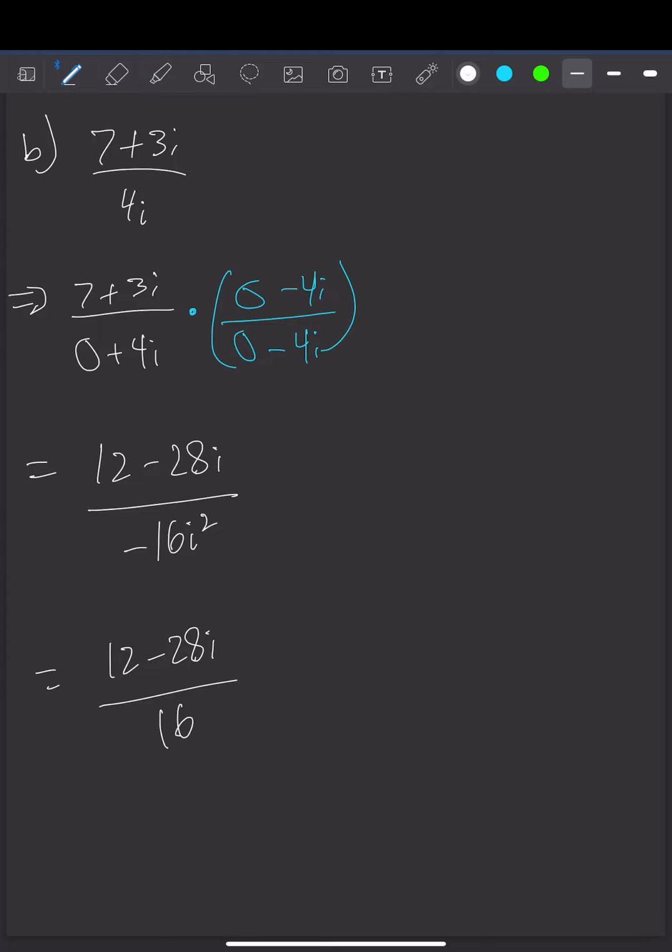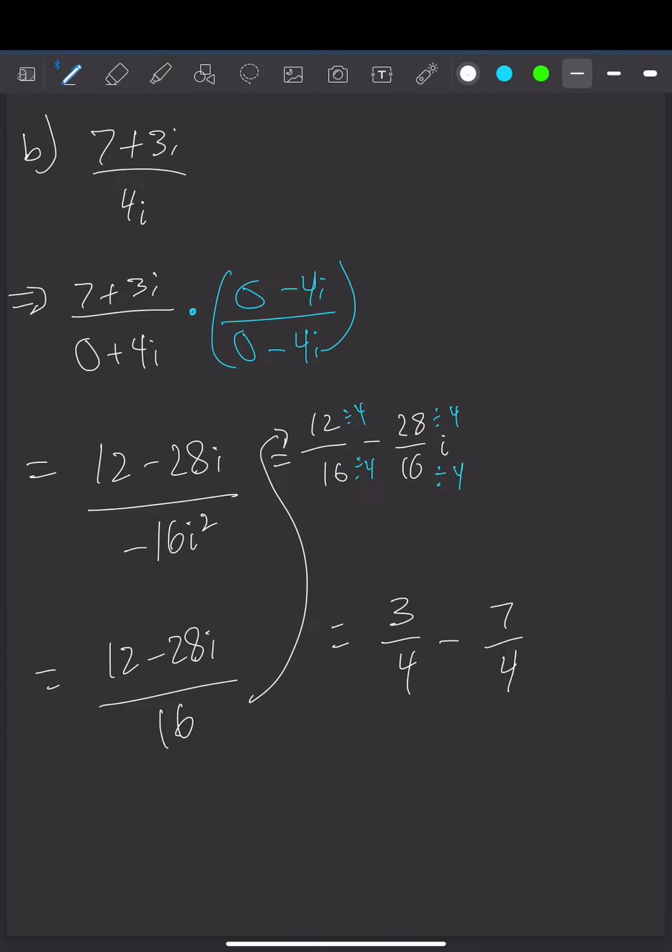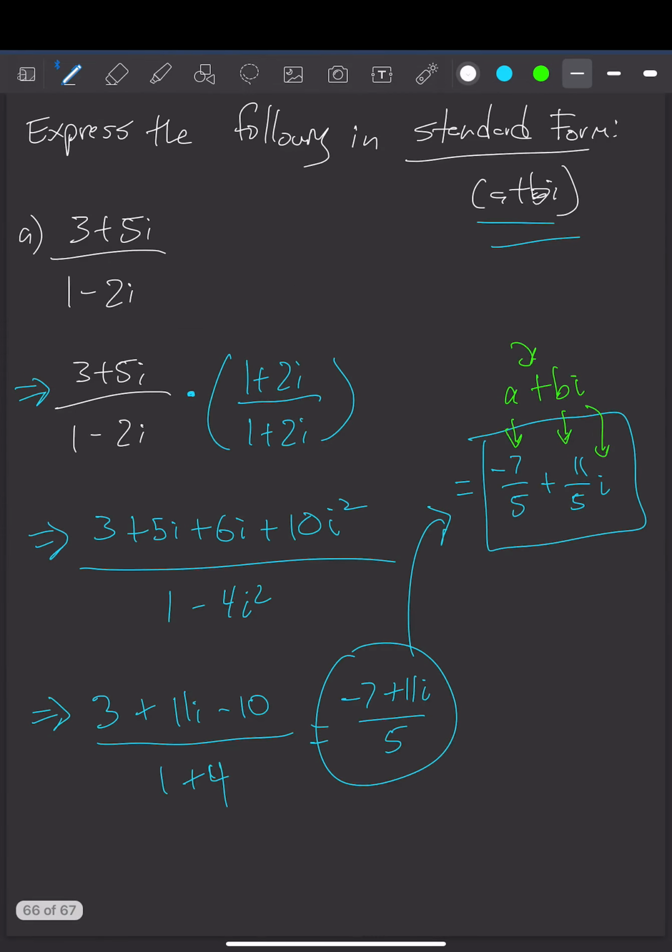Of course, they want us to write it in standard form, so we have 12 over 16 minus 28 over 16i. But again, you're able to simplify both of them. You're able to divide this by 4, and then this you're able to divide by 4 as well. So your simplified answer should be 3 over 4 minus 7 over 4i. And that is the answer for part B. So these are just two different problems that you might encounter in your homework, quizzes, or tests. But that is how you would solve for these.